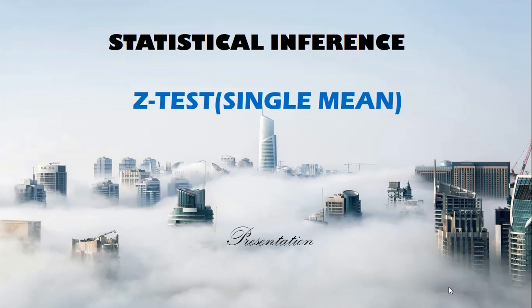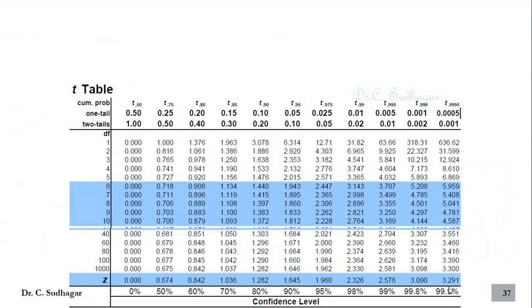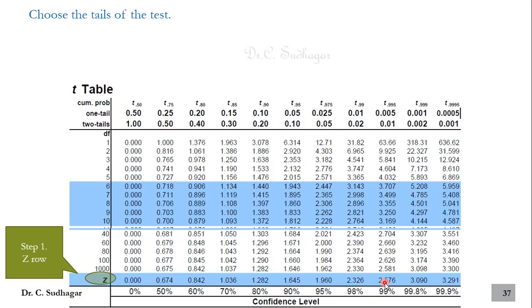Okay. Now let us see, this is the Z table. If it is a large sample, that means the sample size n is 30 or more, we should use this table. So if the sample size is given as more than or equal to 30, you should look at the last line only. Come to this line and you can take the values from here. Choose the tail of the test in every question.